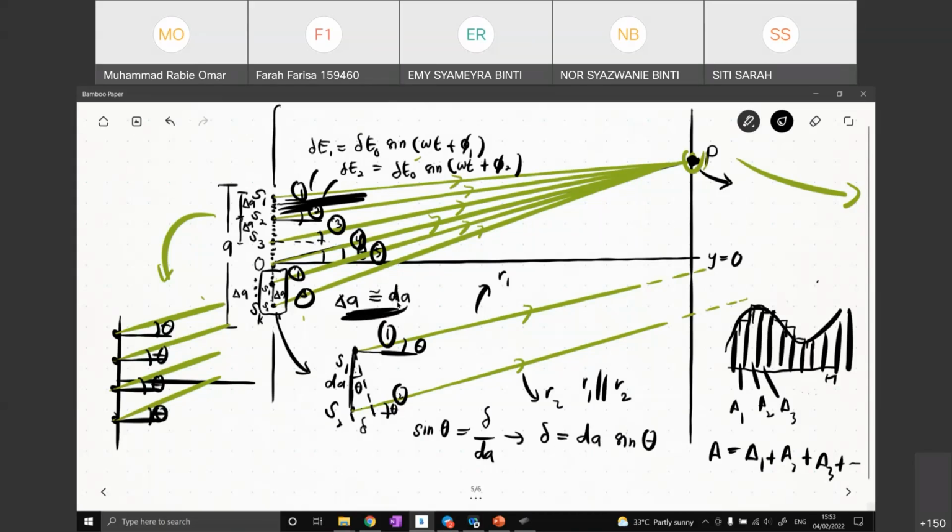This is my dA sine theta, or you can write it as delta A sine theta. So you know that your phase, phi, equals 2 pi divided by lambda times the path difference. This is something that I taught you during my last lecture.